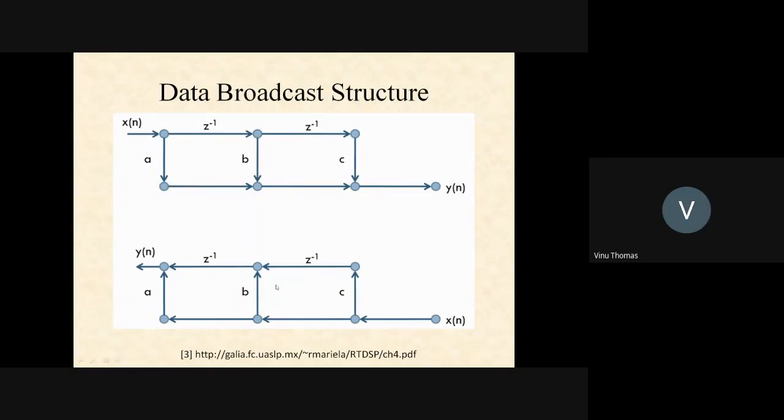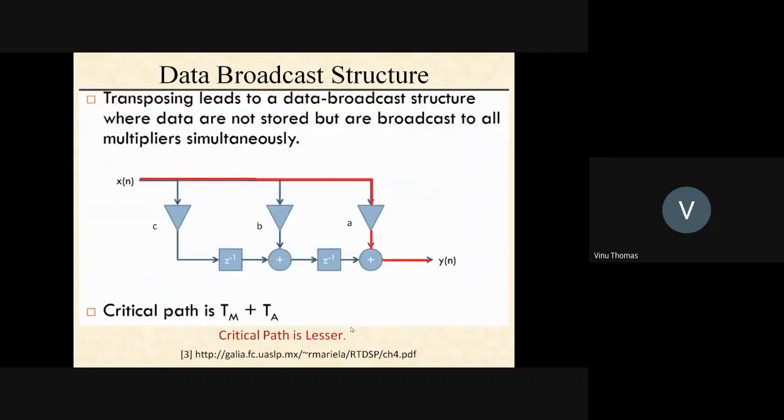This arrow will become like this. Likewise, all the arrows are reversed, and then interchange the input and the output. X of n becomes here, and Y of n comes here. So this is X of n, and this is Y of n. What we'll do is we'll just flip this vertically and horizontally, so that we can now write this in this form. So now I have chosen to indicate this using block diagrams.